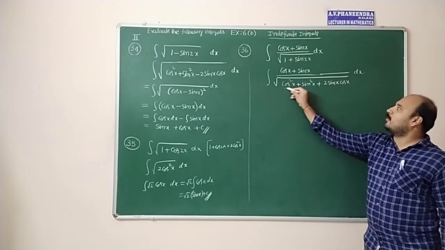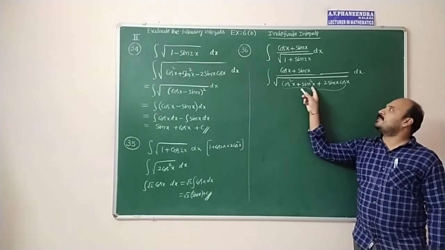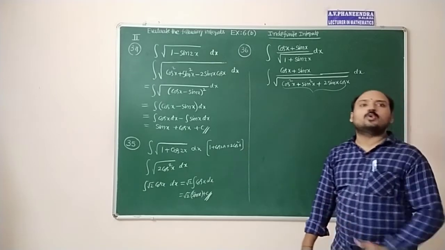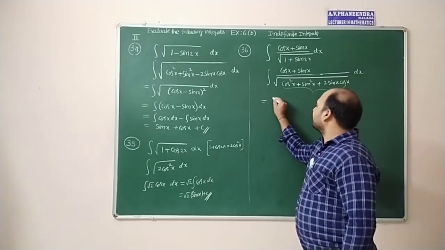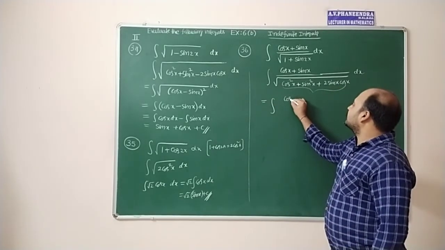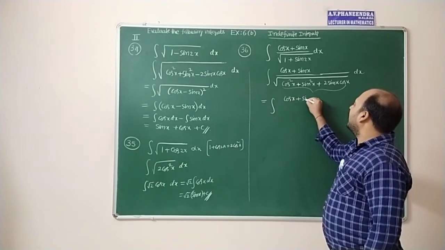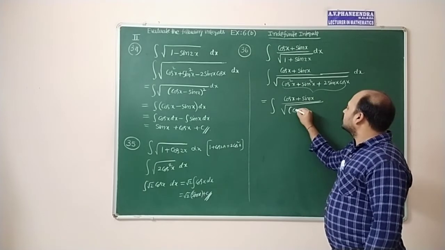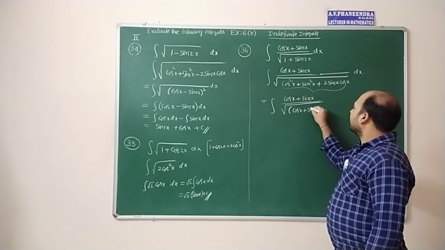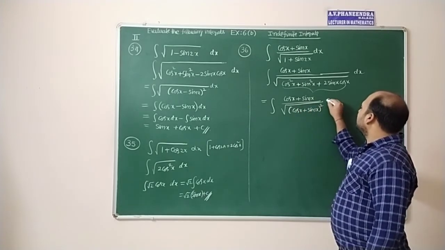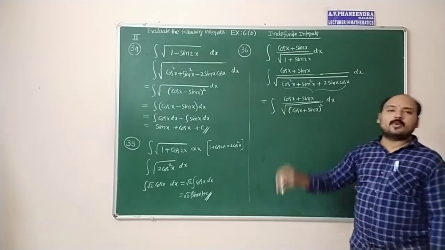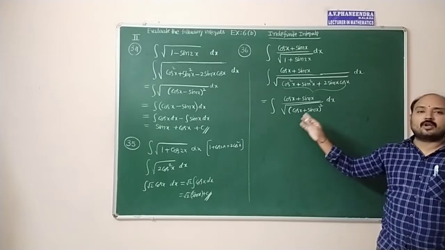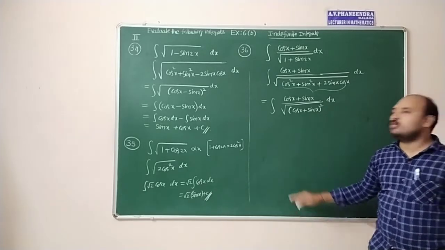Now it is in the form of a square plus b square plus 2ab. So it is the expansion of a plus b whole square, which is equal to integral cos x plus sin x divided by square root of cos x plus sin x whole square into dx. Here also the square root will be cancelled unless they defined any interval. That time you have to do it according to the intervals. Otherwise directly you have to do that.